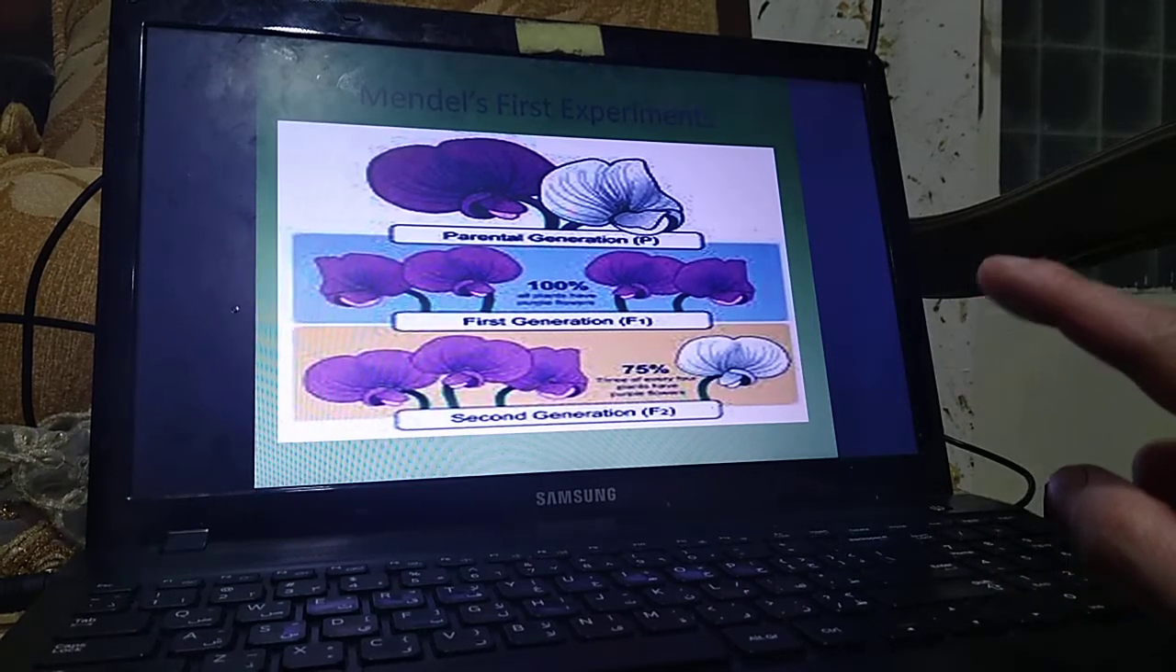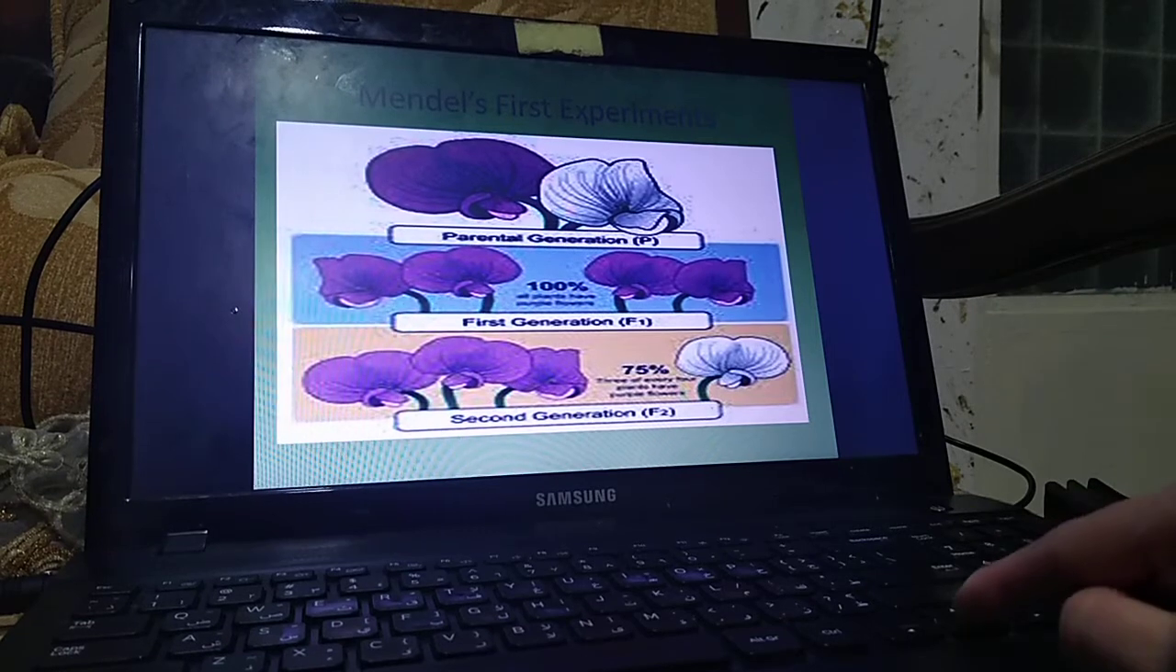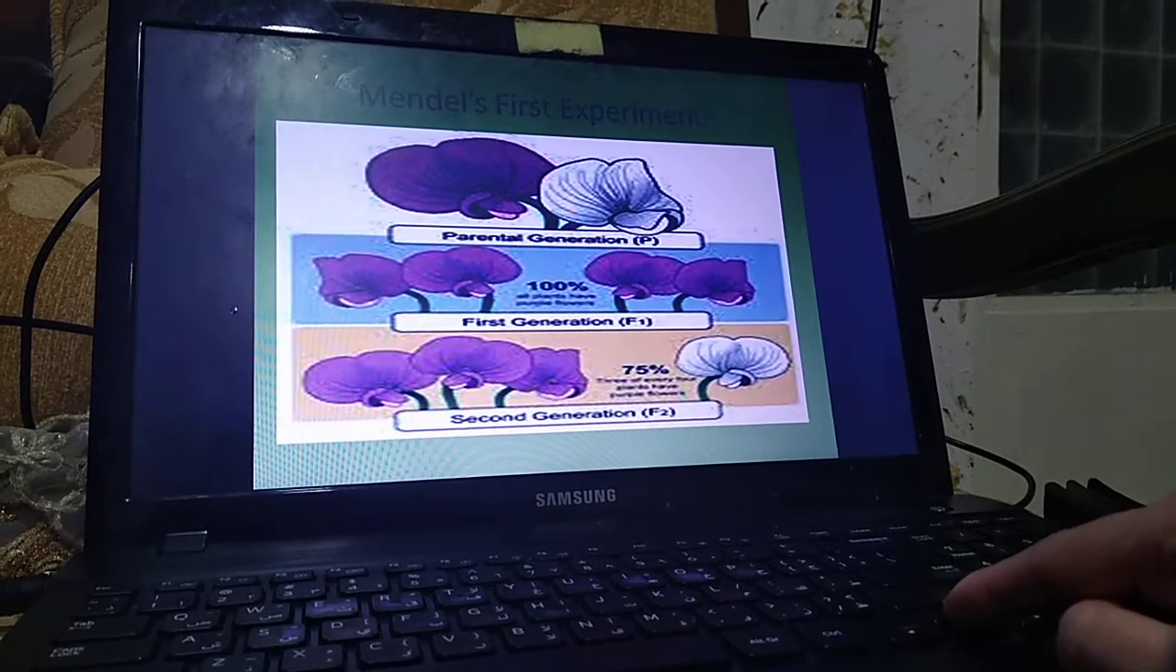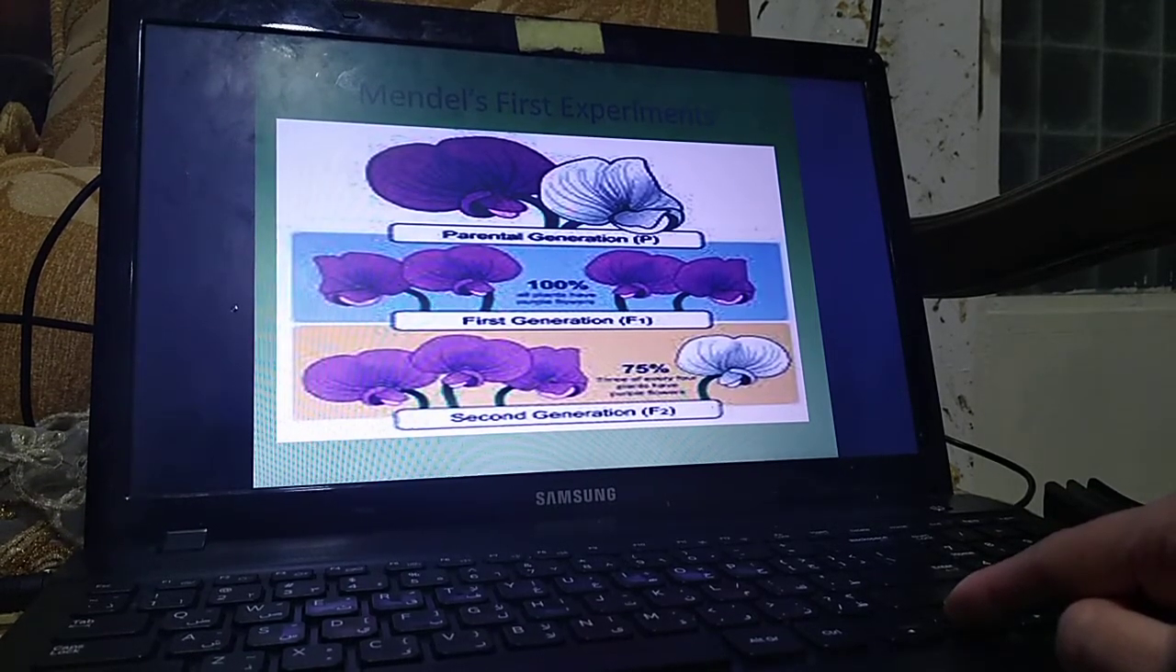When you cross white with purple and you wait for the new generation, which is called the first generation, Mendel called it the first generation, the first result. All of the flowers were actually purple. So the result of Mendel's work was that the first generation was 100% purple.